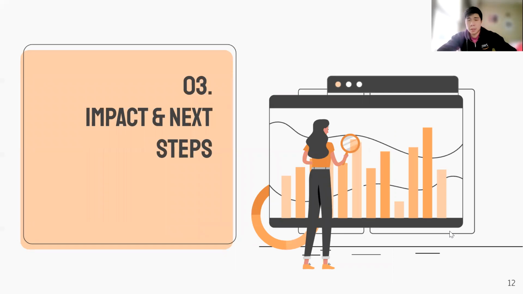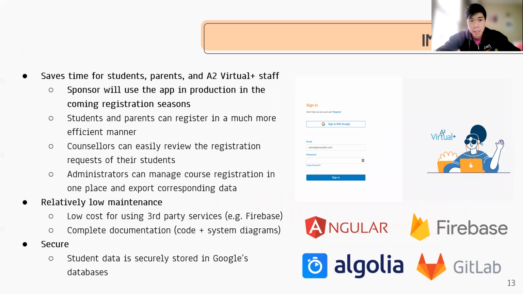All right, so moving on to our next section of my presentation, we'll be discussing the impact and the next steps for my Capstone project. So the impact is that our project saves time for students, parents, as well as A2 virtual staff. Our sponsor will use the app in production in the coming registration season, so that'll be in the coming month or so, and students and parents will now be able to register in a much more efficient manner.